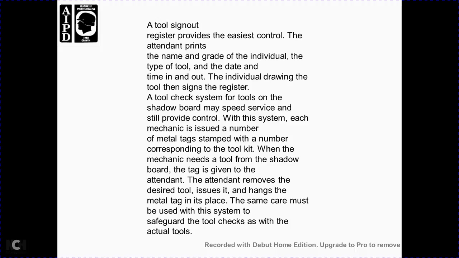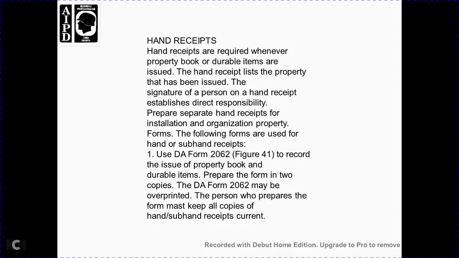A tool sign-out register provides the easiest control for the attendant, with the printed name and grade of the individual, the type of tool, and the date and time in and out. The individual drawing the tool signs the register. In the tool check system, the tools on the shadow board are made to be with the service seal. Each mechanic is issued a numbered metal tag stamped with the number that corresponds with the toolkit. When the mechanic needs a tool from the shadow board, the tag is given to the attendant, who removes the desired tool, issues it, and hangs up the metal tag. The same care must be used with the system to safeguard the tool checks as with the actual tools.